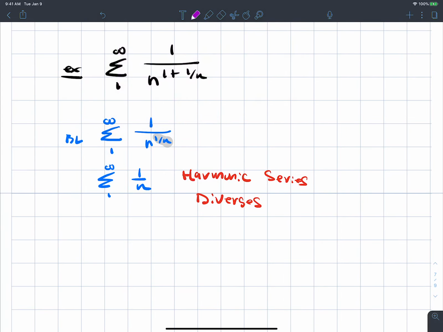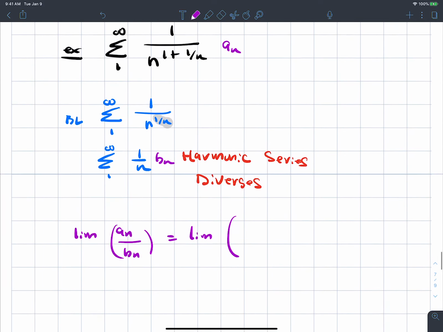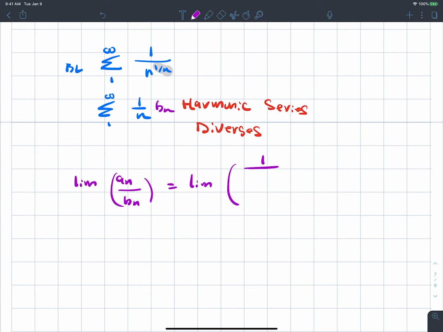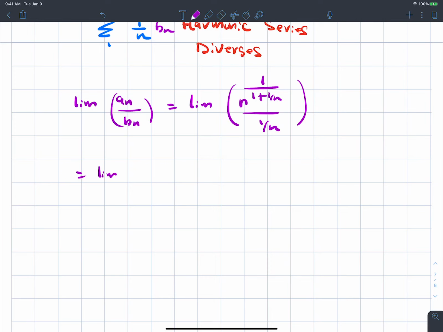So here's our a_n, and then here's going to be our b_n. So we're going to look at the limit of the ratio. So that's the limit of 1 over n to the 1 plus 1 over n divided by 1 over n, which here is going to be the limit of n over n to the 1 plus 1 over n.